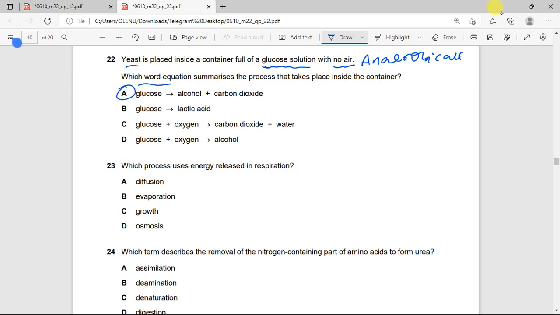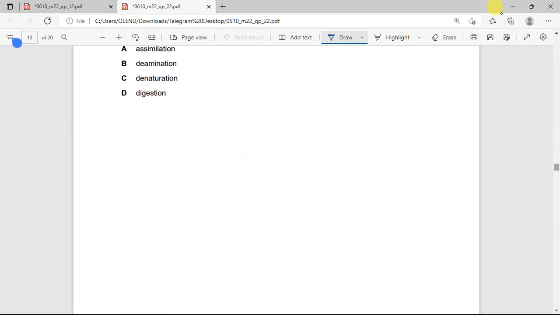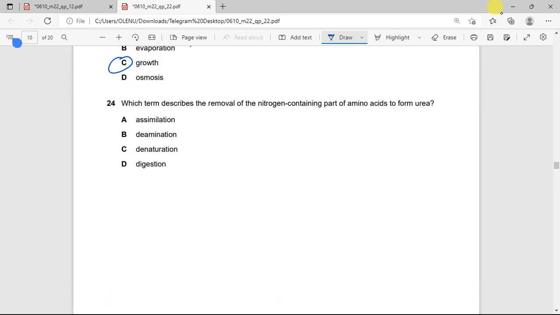Now, which process uses energy released in respiration? Growth. Which term describes the removal of nitrogen containing part of amino acid to form urea? It is deamination.